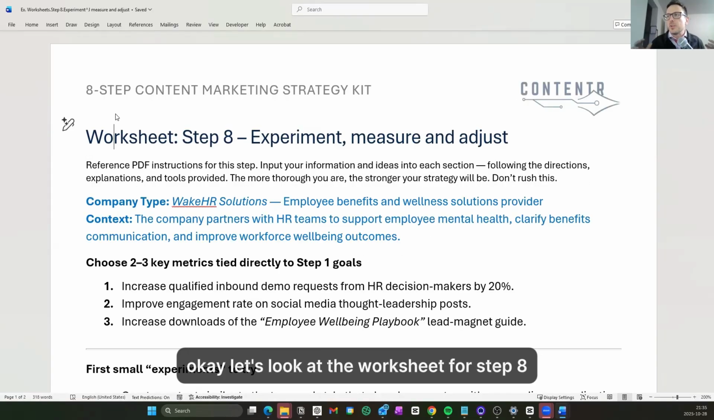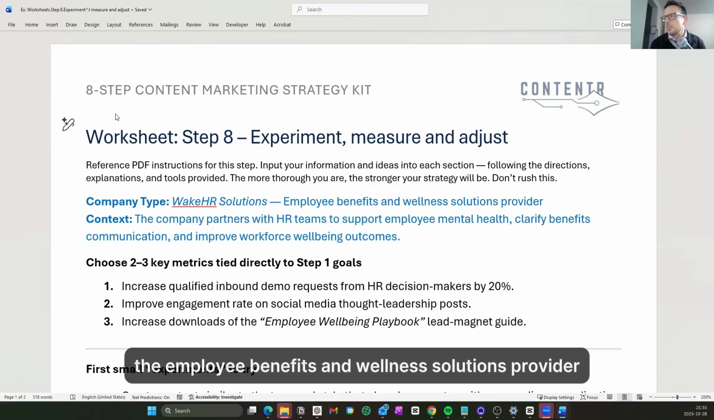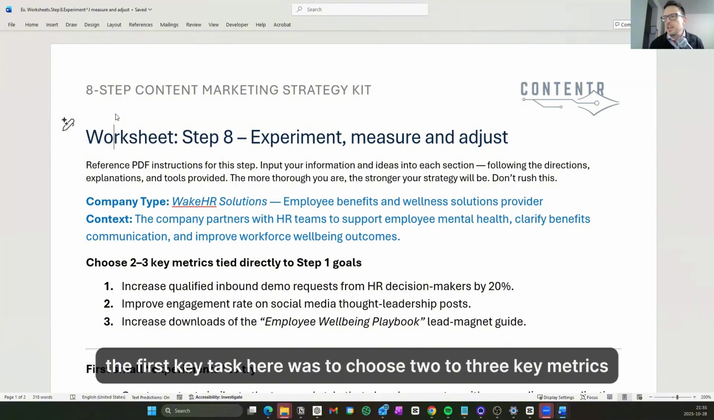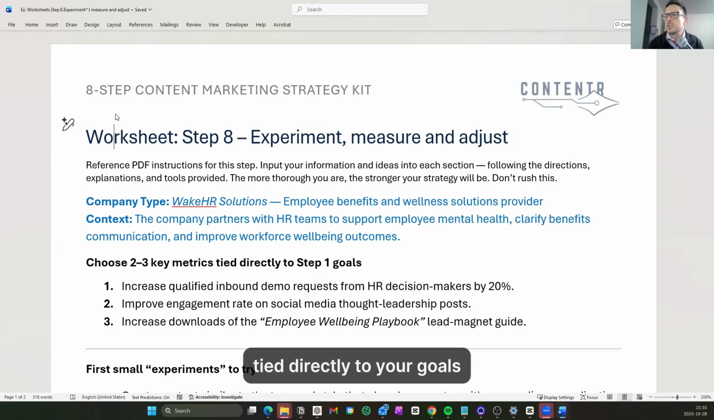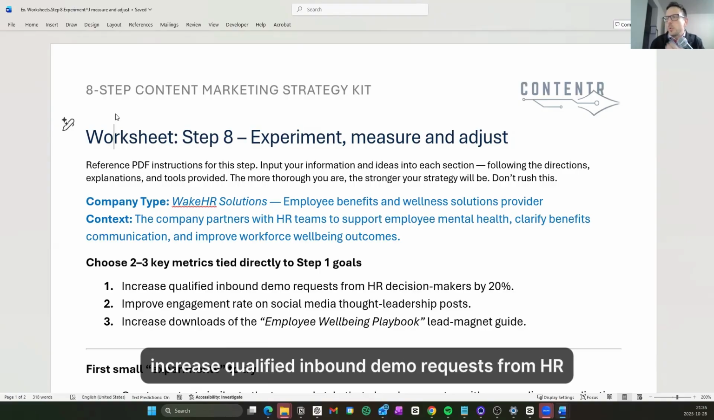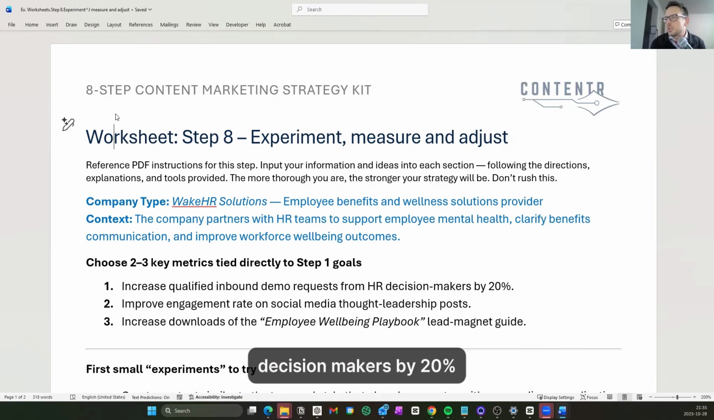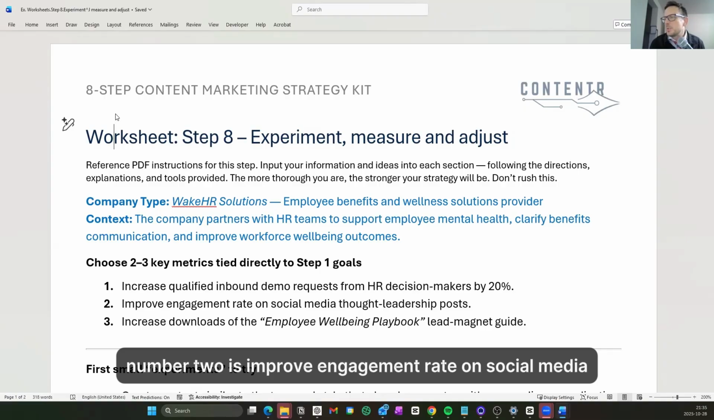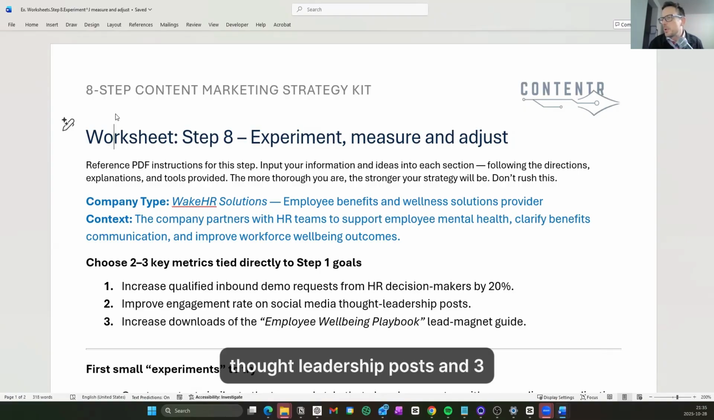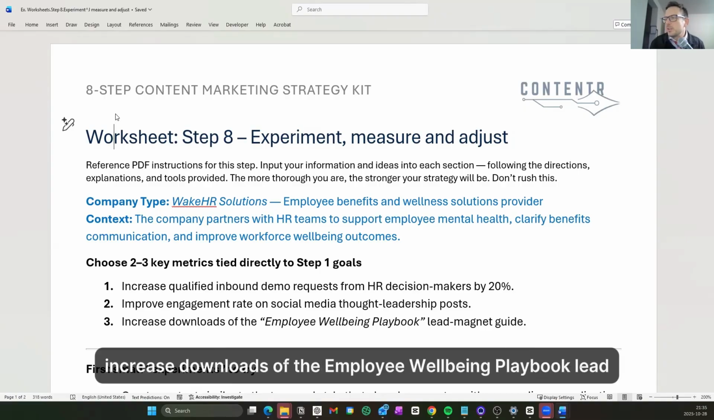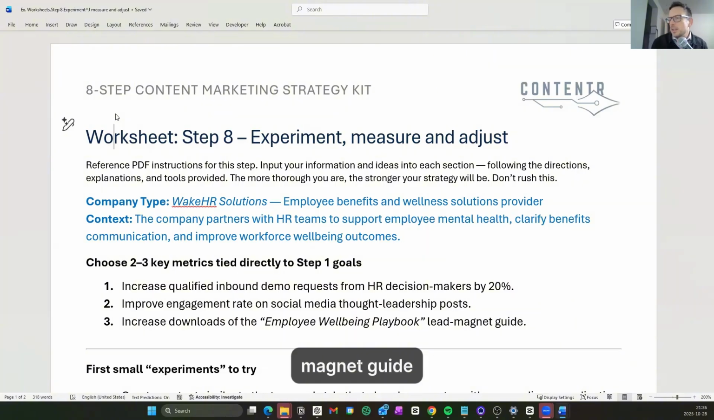Okay, let's look at the worksheet for step 8. This one was filled out by WakeHR Solutions, the employee benefits and wellness solutions provider. The first key task here was to choose 2 to 3 key metrics tied directly to your goals. Number 1 they picked was increase qualified inbound demo requests from HR decision makers by 20%. Number 2 is improve engagement rate on social media thought leadership posts. And 3, increase downloads of the employee well-being playbook lead magnet guide.